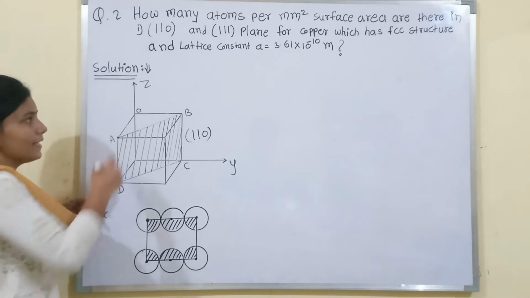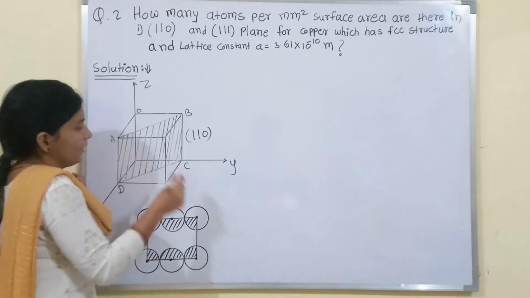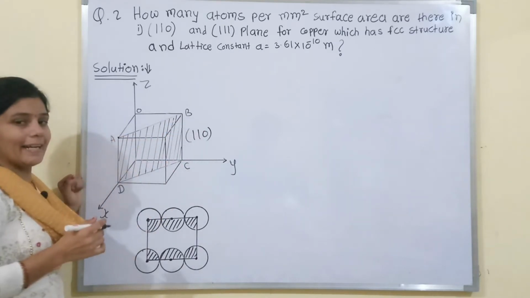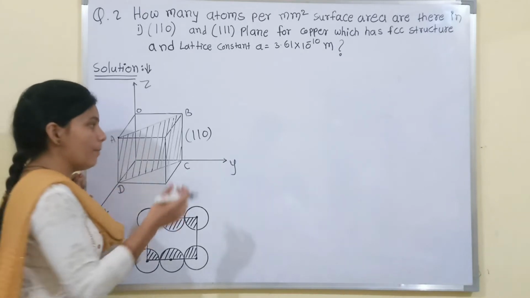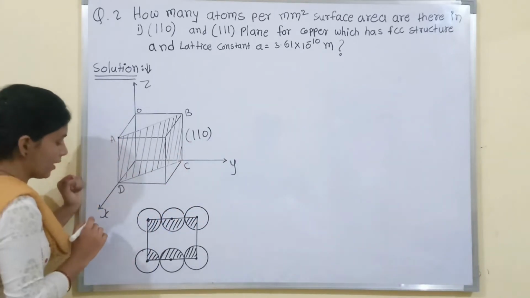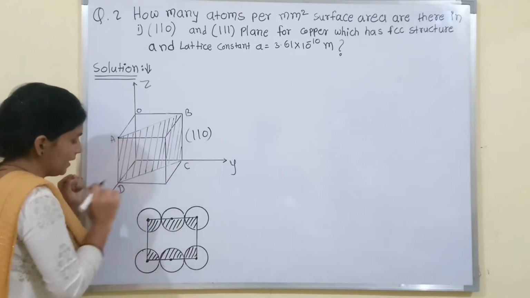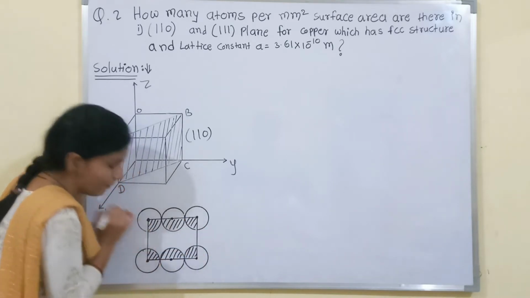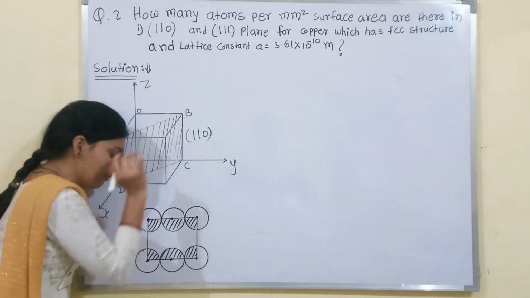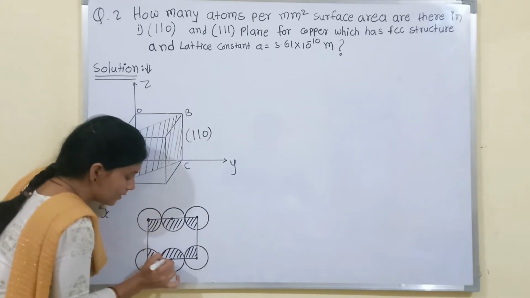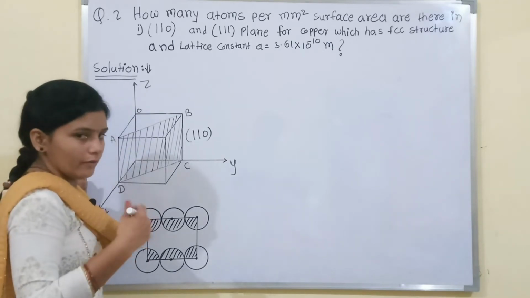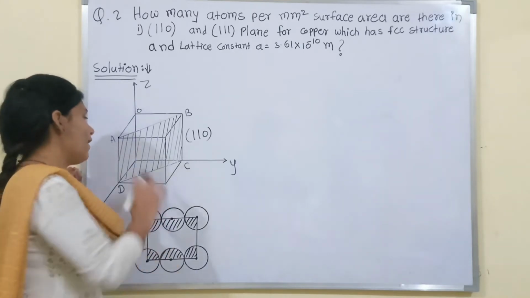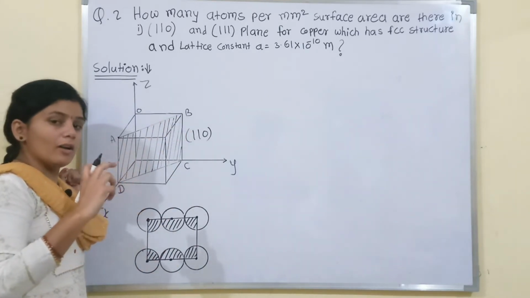Okay, so we will see the first diagram. In this unit cell we can see here ABCD is a rectangle shaped plane, which is the 110 plane. If we see the ABCD plane in 2D, we will see there are 4 atoms on the corners of that rectangle, and 2 atoms are present at the center, or we can say the face center. Okay, so first we have to calculate the total number of atoms in that particular plane 110.